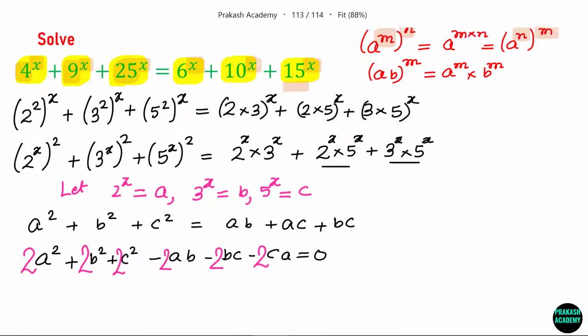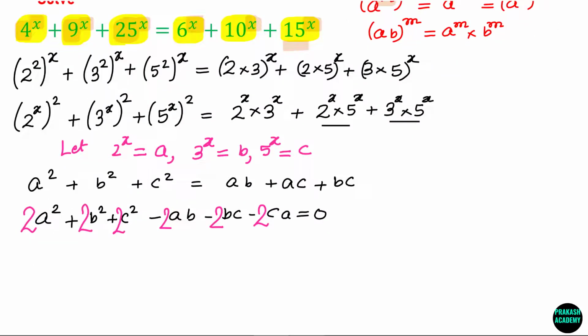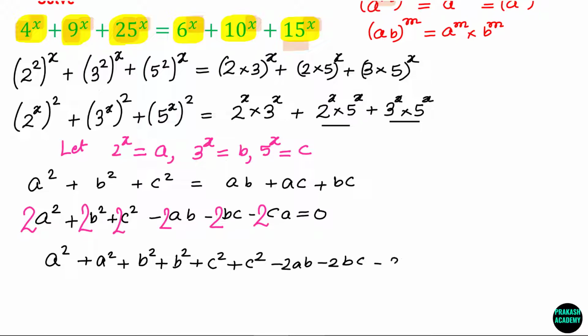Now let us try to rearrange these terms. So I am writing a square plus a square, b square plus b square, and similarly the other terms I can write, but 2ab, 2bc, 2ca I will keep as they are, and this is equal to 0. Now let us arrange these terms. So a square is here, b square is here, and 2ab is here.